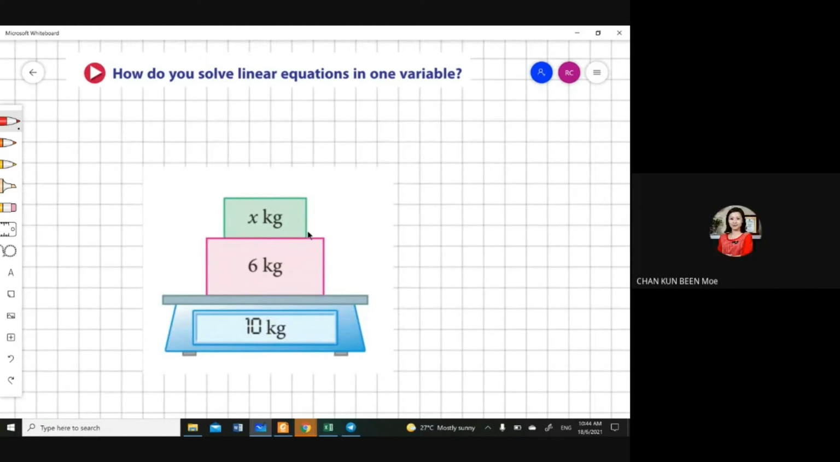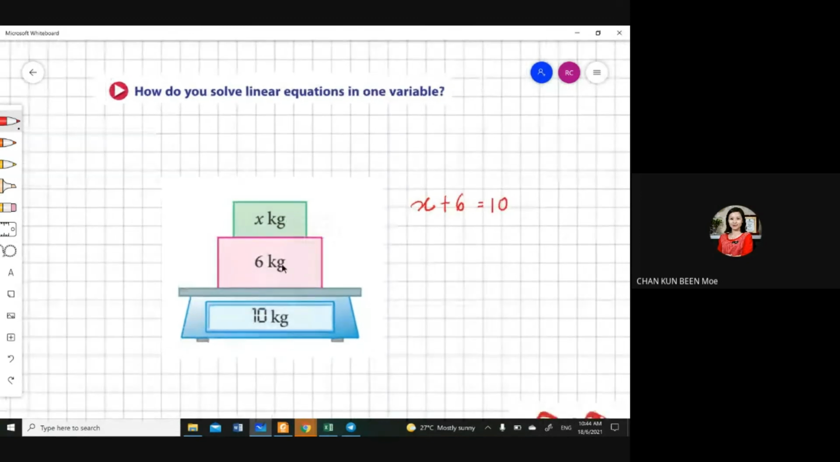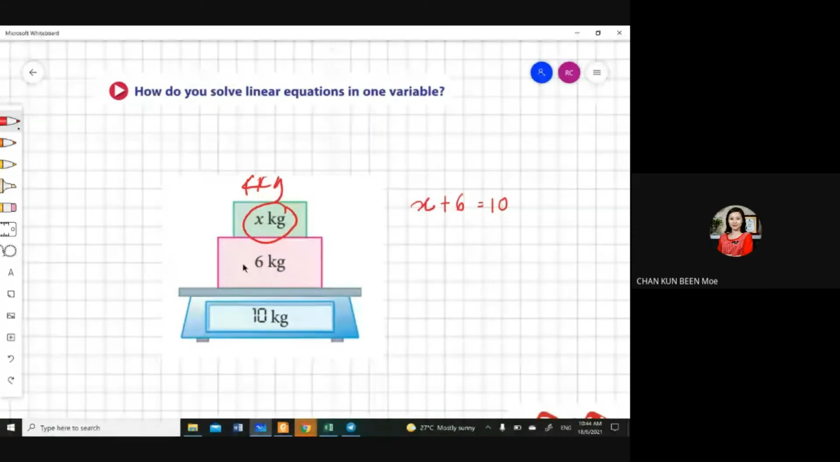The linear equation is x plus 6 equals to 10. Very good, equal to 10. Ignore the unit. So you can see there's no unit over here. Okay, now if we replace the x kilogram over here with a block of a mass of 4 kg, I replace it. Okay, so the reading will show 10 kilogram.